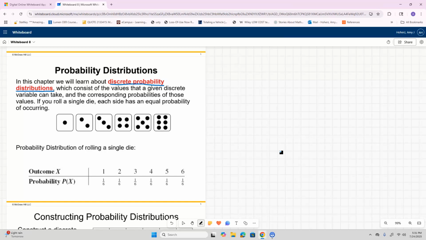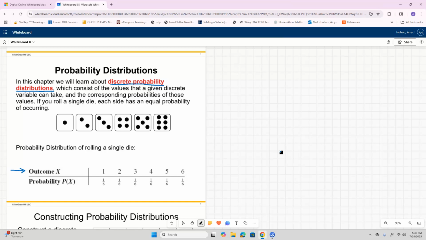So if we look at the different sides of a die, got a visual here of the die, and we have a probability distribution of rolling a single die. Across the top here, you have all the possible outcomes. So 1, 2, 3, 4, 5, or 6. On the die it's represented by 1 dot, 2 dots, 3 dots, 4 dots, 5 dots, 6 dots. So those are the possible outcomes.